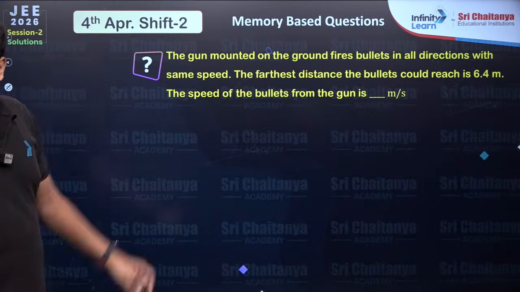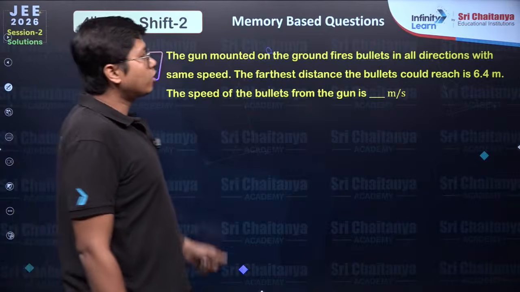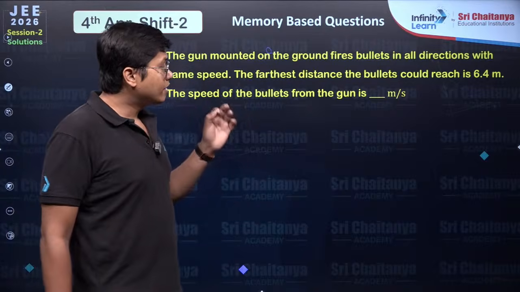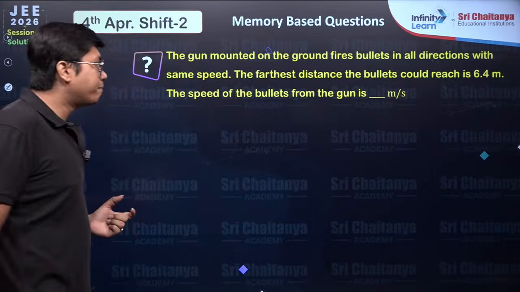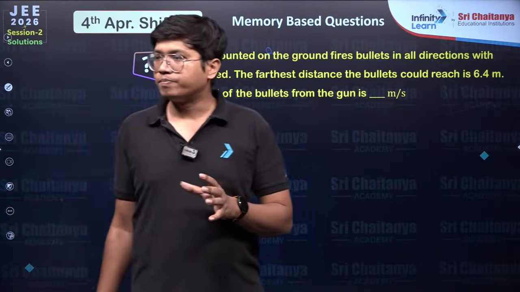Next question. Gun is mounted on the ground, fires bullets in all directions with the same speed. The farthest distance the bullet could reach is 6.4 meters. Then the speed of the bullets from the gun is how much?